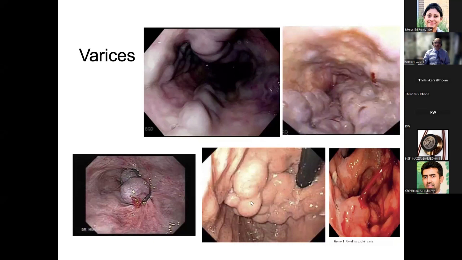And these are gastric varices and fundal varices, which can be easily missed. And this is the endoscope going into the stomach and doing a J maneuver and looking back on itself, where you can see the fundal varices.